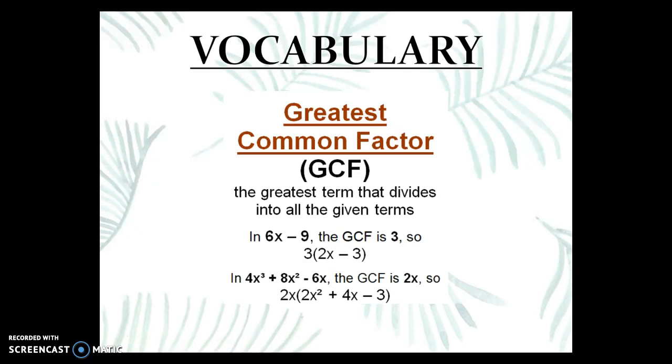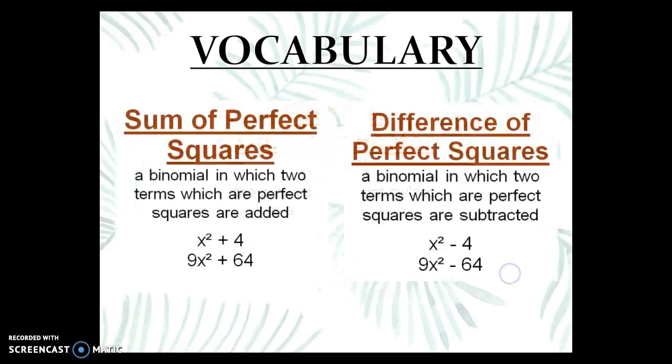Greatest common factor literally means that. It's the biggest factor that they have in common, okay? The biggest factor that they have in common. That's what greatest common factor means. The sum of perfect squares is a binomial in which two terms are perfect squares and are added. So that's perfect square. 4 is a perfect square. 9x squared is perfect. 64 is perfect. That means there won't be any decimals. Difference of perfect squares is the opposite. So perfect squares, but instead of adding, you're subtracting.